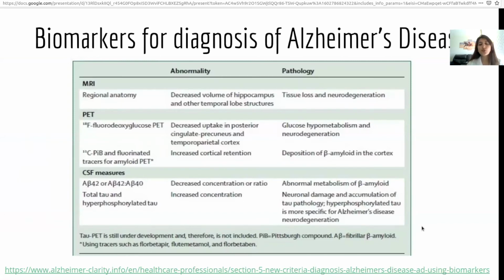PET scan is used to look for the level of glucose metabolism in the brain, and Alzheimer's disease is associated with the hypometabolism of glucose, and that is one of the important findings in PET scan and is used for the diagnosis of Alzheimer's disease. Cerebrospinal fluid measures the presence of the amyloid beta 42 plaques and tau protein. These are found in the cerebrospinal fluid because of the shedding of these proteins from the brain.